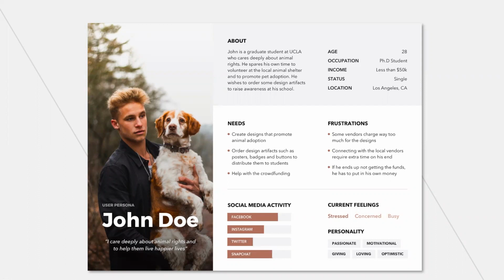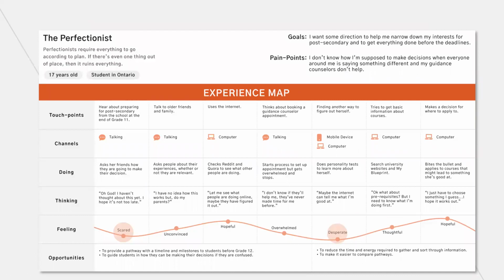And at every part of the process, you always want to look back and see, can John Doe use my product? Will it help him? So it's your guiding light, one could say. Next is the experience map.